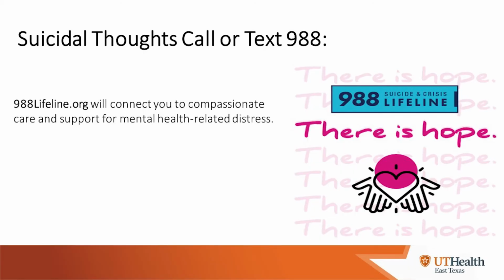There is a new 3-digit number. Of course, we think about the 3-digit number 911 to call if we have an emergency. There is now a number, 988, that you can call or text if you're having a mental health crisis such as suicidal thoughts. So that number is a new option for the general public. And again, that number is 988, and that will get you in touch with compassionate care and support for mental health related distress or suicidal thoughts. And remember, there is always hope.